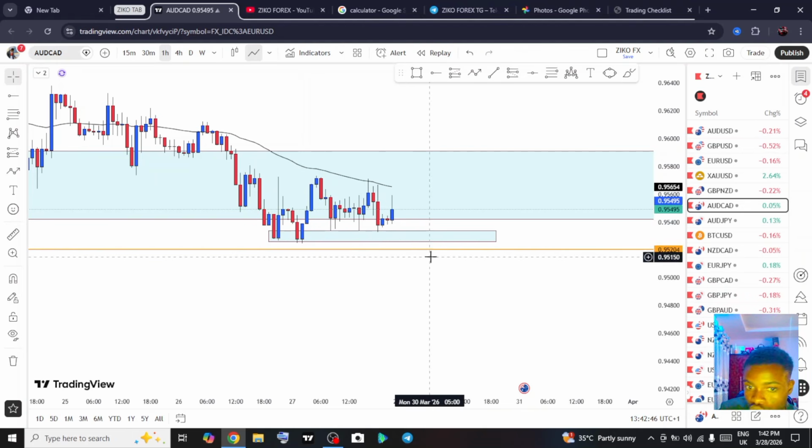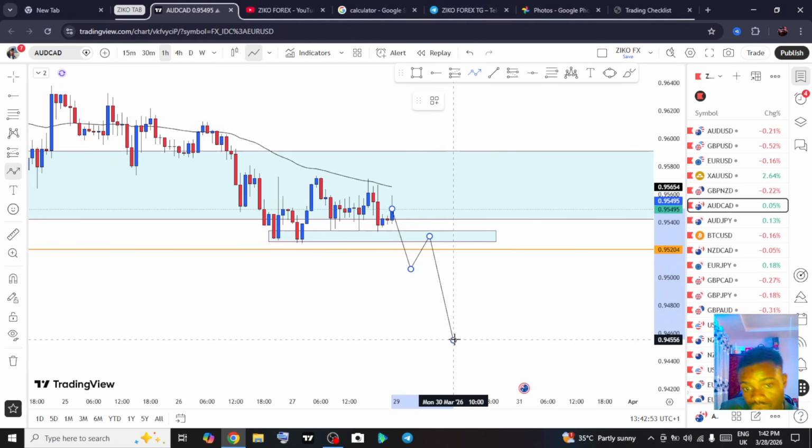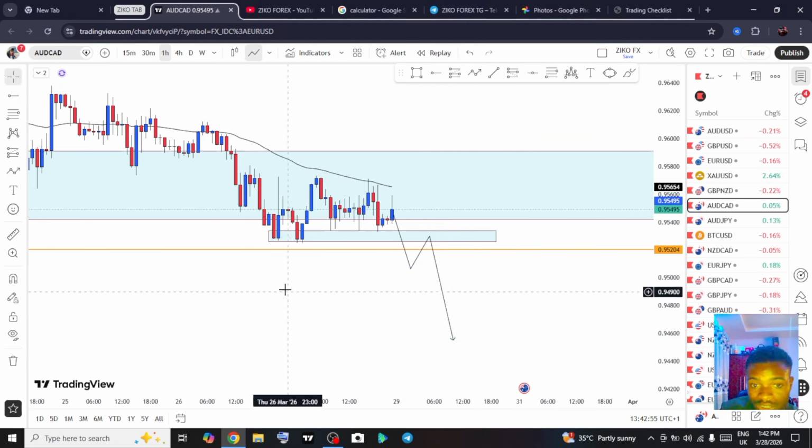So we still need a new break and retest. I don't know whether you guys are seeing what I'm saying. We still need a new clean break and retest under this level to sell. So I'll be very much interested in this market once it starts playing out.